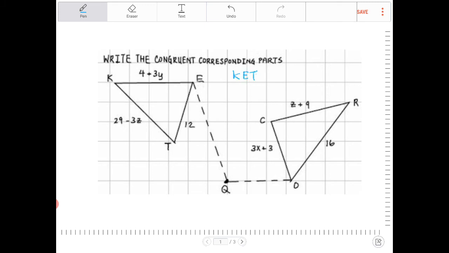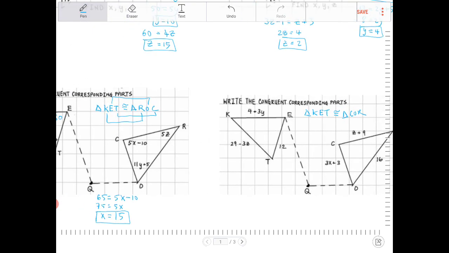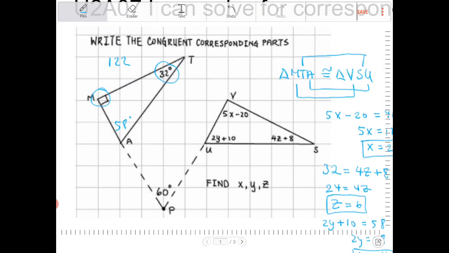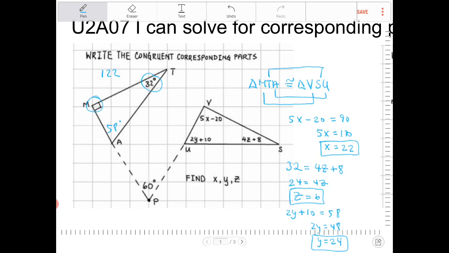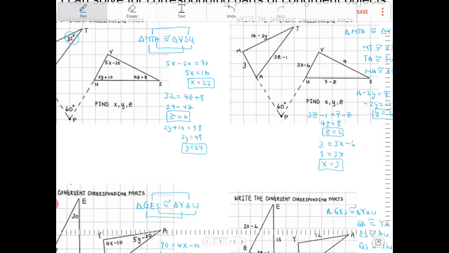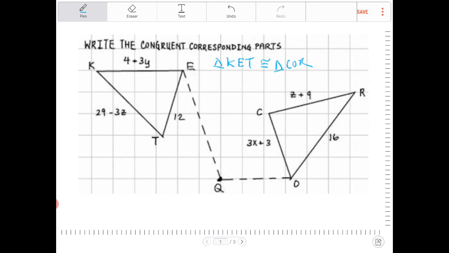Triangle KET is congruent to triangle COR. Actually, it spells rocket, right? ROCKET. Okay. So, actually, all of these spell something. But here, for example, this was MTA and SUV, right? But anyway, going back to this.